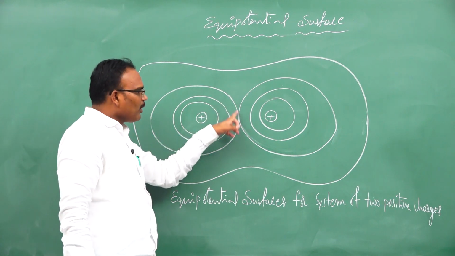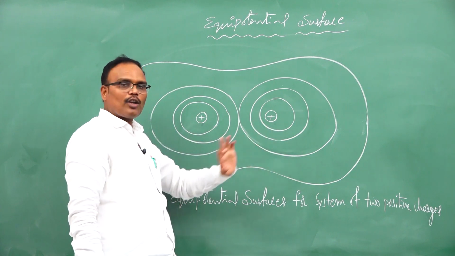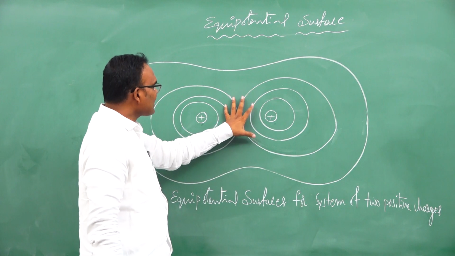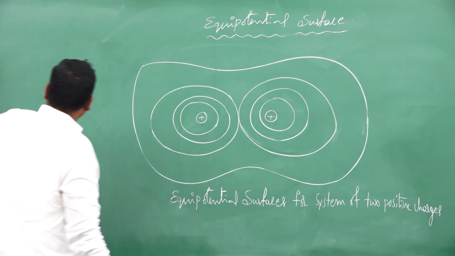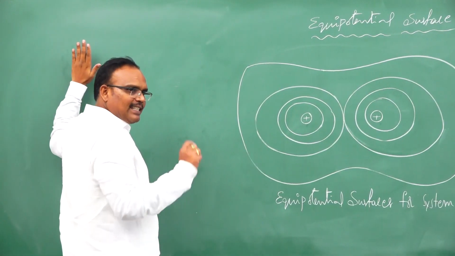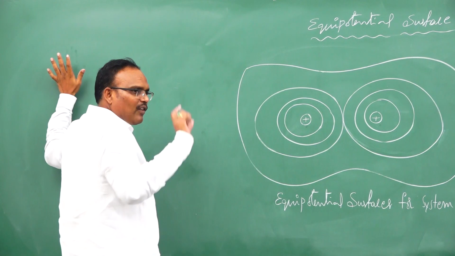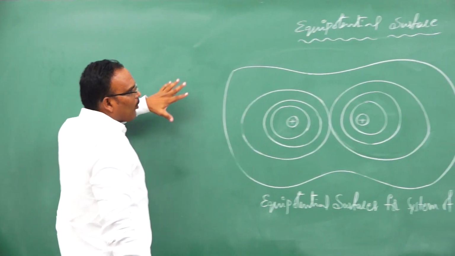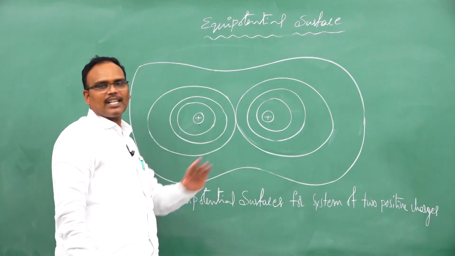See here, everywhere we got potential lines, because like charges do not form zero potential points between the charges as well as outside the charges. But at infinity, potential due to any system is 0. Remember, this is important. Even the electric field at infinity is 0. So this is how we get equipotential surfaces for two positive charges.